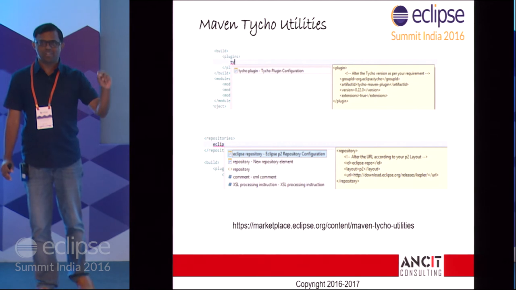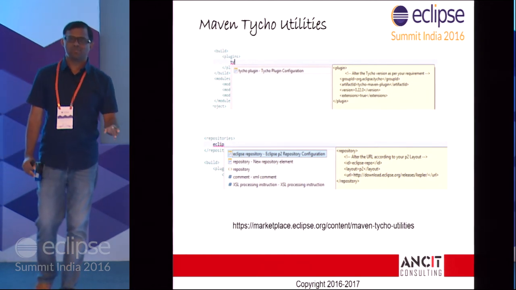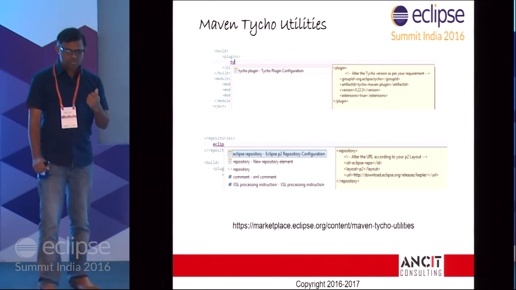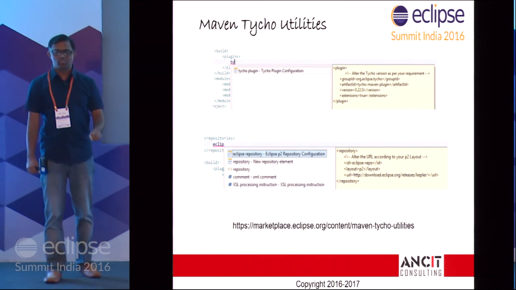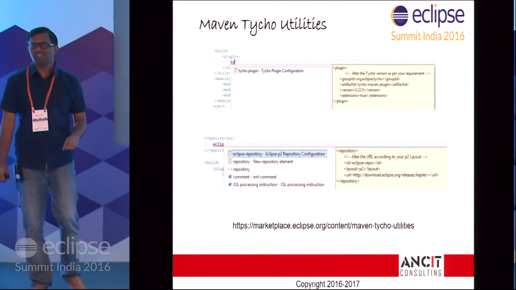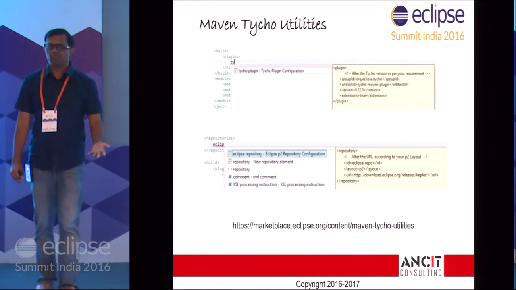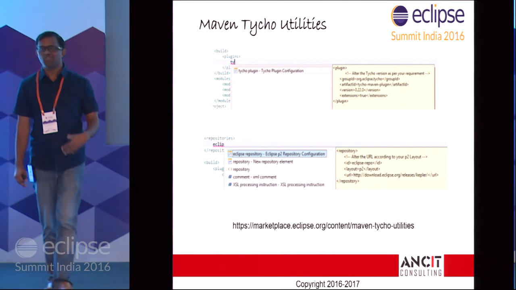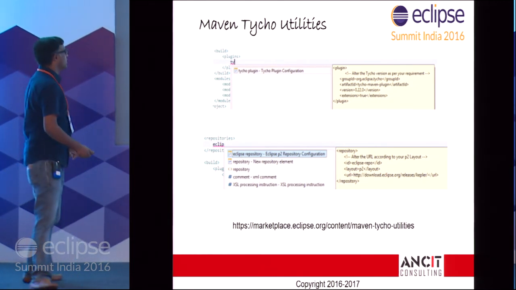You press Ctrl+Space, you get all your templates. You just change the version numbers, and you don't have to hard-code it or copy it from anywhere else. That's available on Marketplace as Maven Tycho Utilities. Most of the code snippets that you require for building your Eclipse products or plugins are available on Ctrl+Space. And we invite more people to add as many templates as they think are useful for a Maven Tycho build.